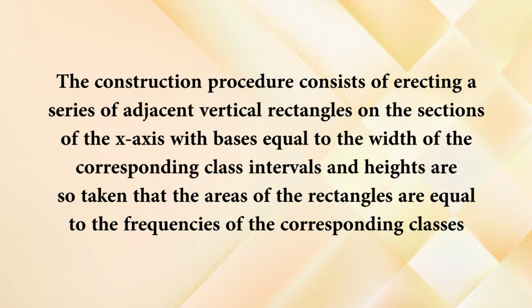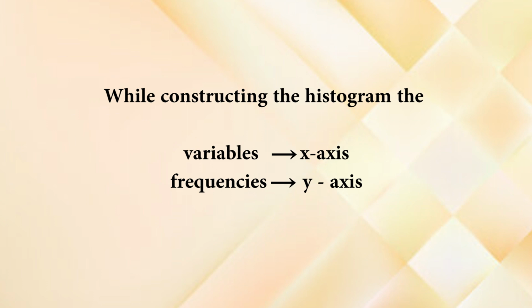The construction procedure consists of erecting a series of adjacent vertical rectangles on the sections of the x-axis with bases equal to the width of the corresponding class intervals, and heights are so taken that the areas of the rectangles are equal to the frequencies of the corresponding classes. While constructing the histogram, the variable values are taken along the x-axis and the frequencies are taken along the y-axis. Now, we shall understand how to construct the histogram with the help of an example.